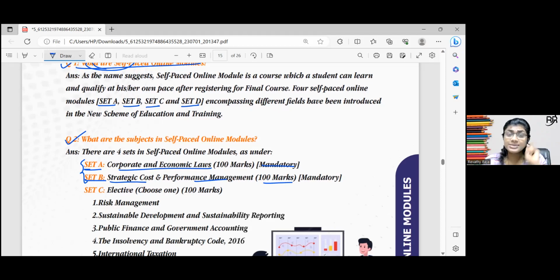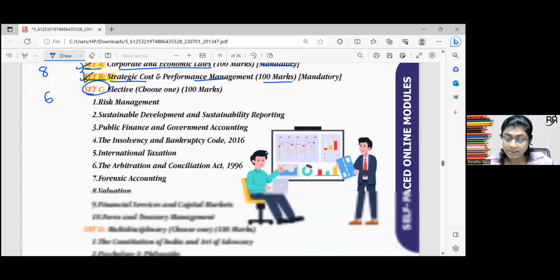If you have seen the syllabus of the final course, from the existing 8 papers they have reduced to 6 papers. The 2 papers they have removed are, from group 1, law, which they have put in the self-paced online module as set A, and from group 2, SCMPE, which they have put in set B. So these two, set A and set B, are mandatory. We have to write them; there is no other option. Only one subject each.